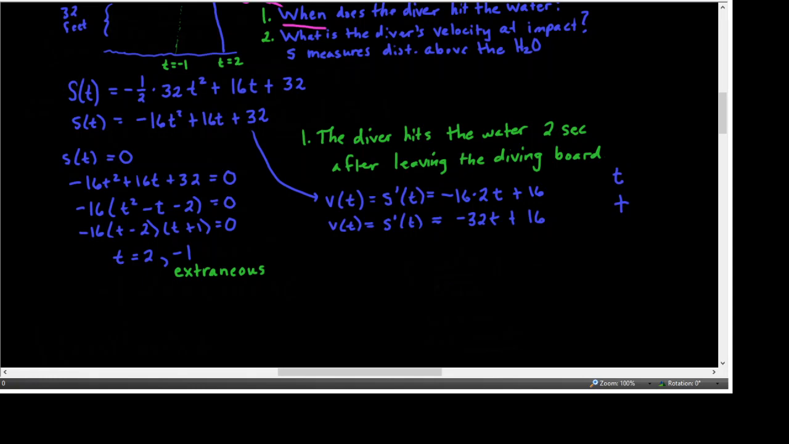Okay, so number 2. What is the diver's velocity at impact? We know they hit the water at 2 seconds, so the velocity at that point in time is going to be the velocity at time 2. By substitution, that's -32 times 2 plus 16, which is -48. The units are feet per second. It's negative, of course, because at that point the diver is moving in a downward direction. The speed is 48 feet per second. They didn't ask us for speed, they asked us for velocity, so I do need the negative on that answer to be correct.